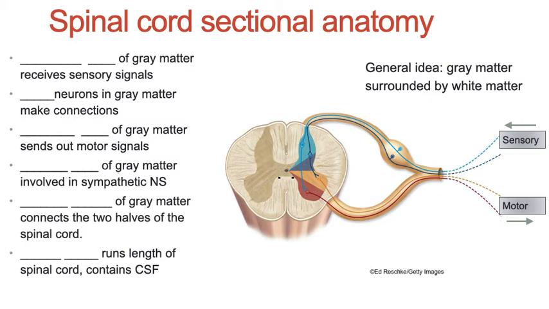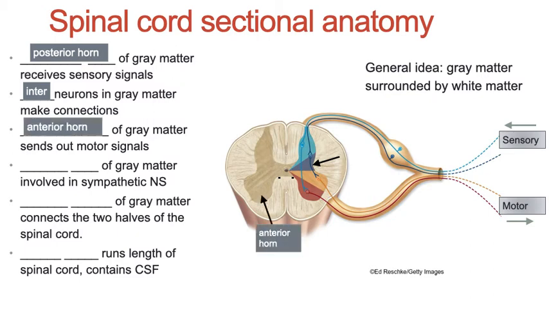So again, the gray matter is this butterfly-shaped area in the middle. And so at the top here, or at least the top of this diagram, we have the posterior horn. The posterior horn of the gray matter is going to receive sensory signals. And if you look over here at this gray box on the far right of your screen, it says sensory, and you can see information is traveling in toward the spinal cord, and it's going to arrive in this light blue area.